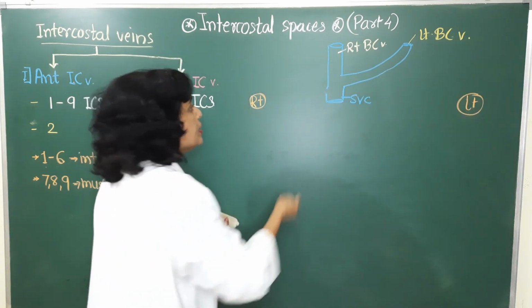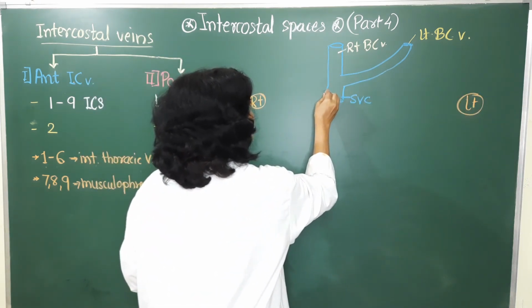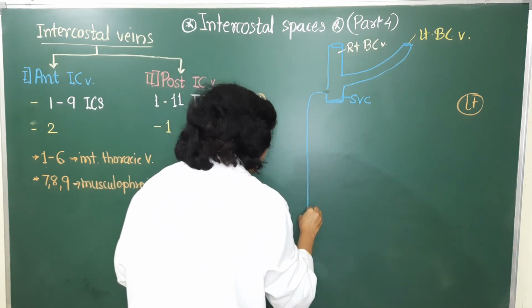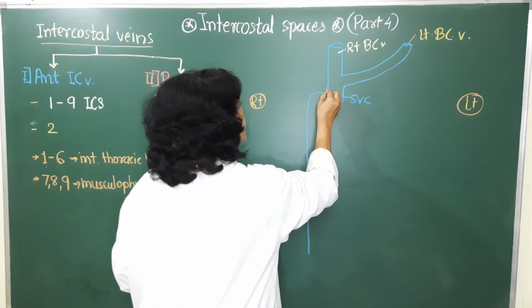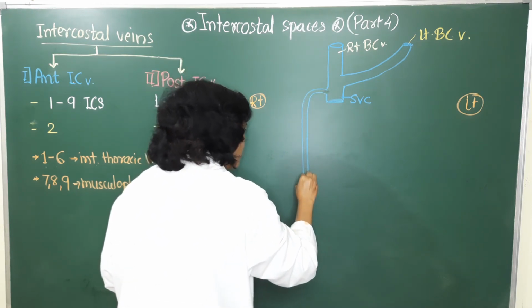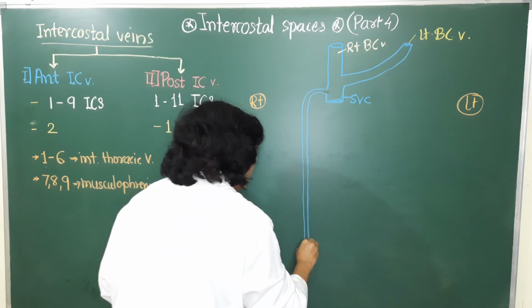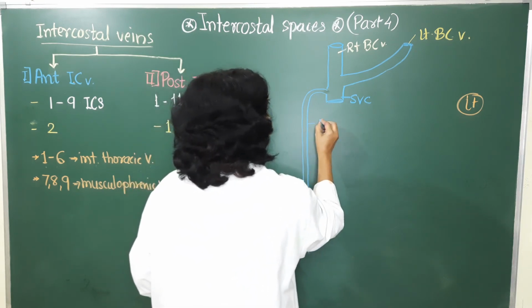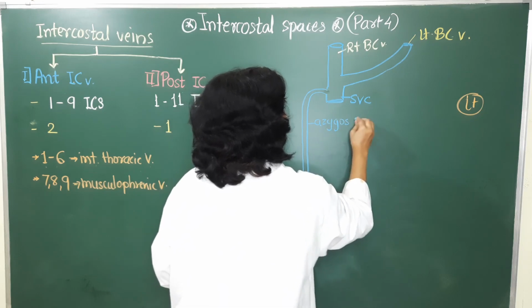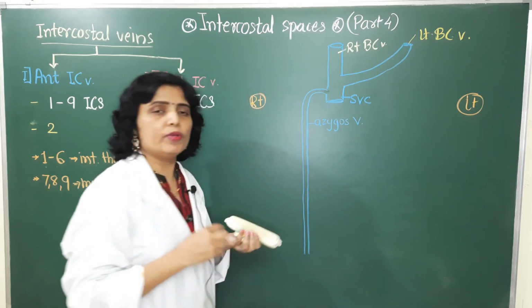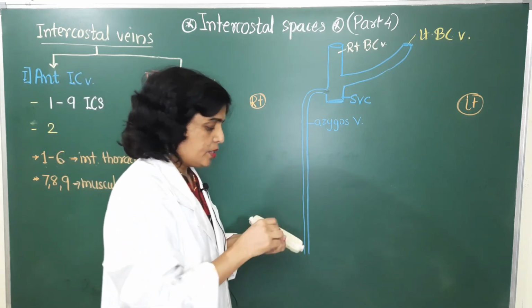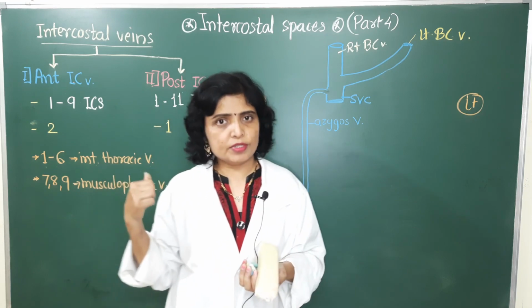On the right side you get one vein called the azygous vein. Suppose I draw here, this is the azygous vein present on the right side. It opens into the superior vena cava. Azygous means unpaired. It's not paired with any artery. So coming now to the terminations of these posterior intercostal veins.